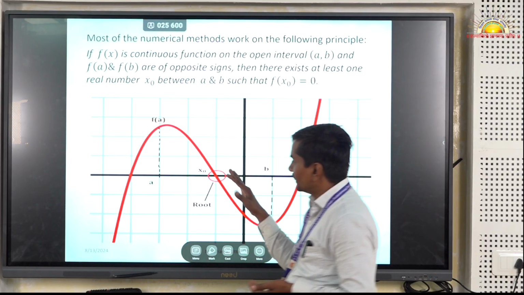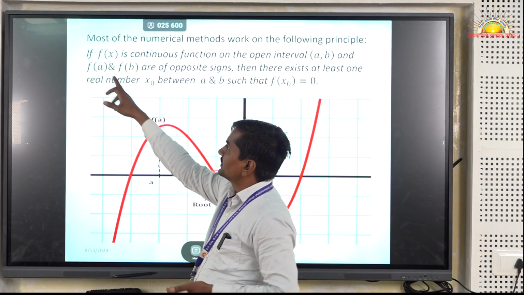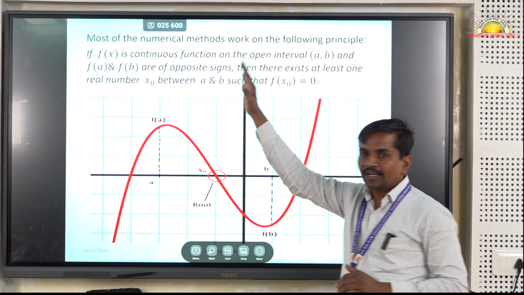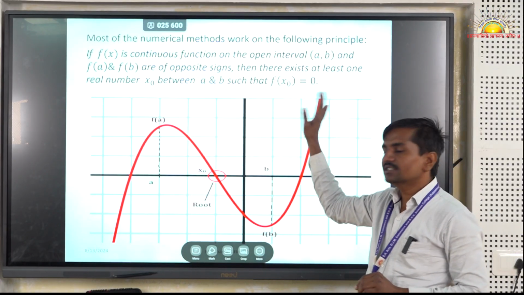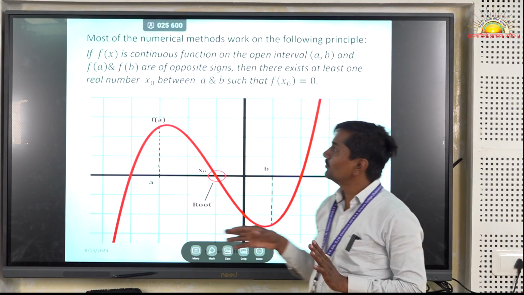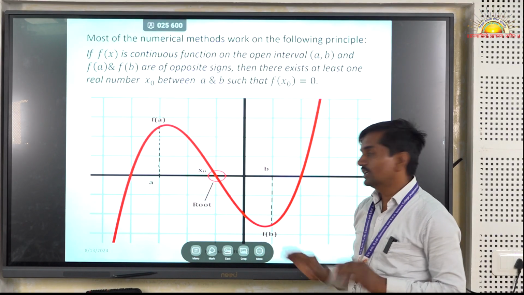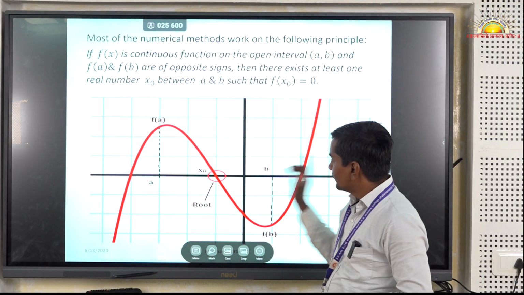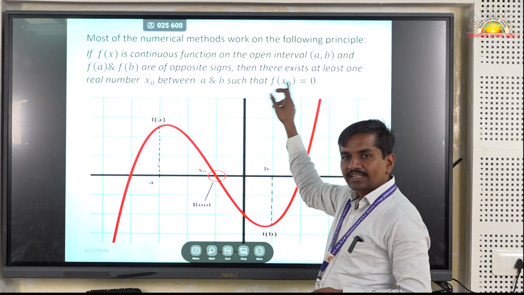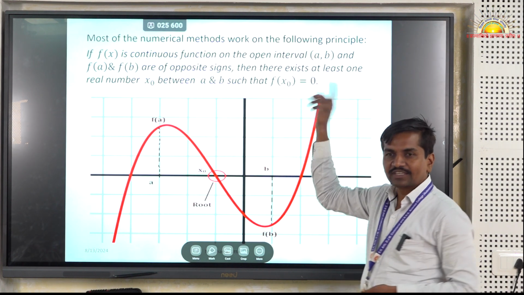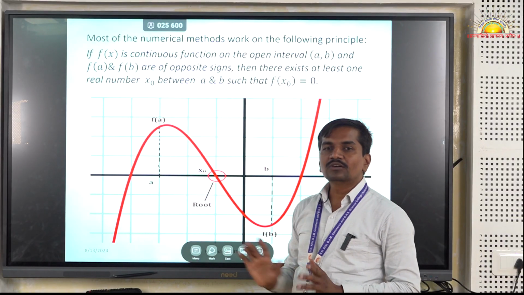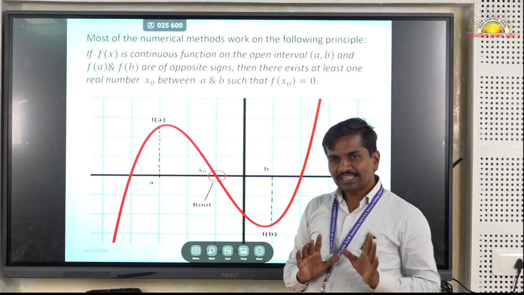That means for a continuous function, if there exist two real numbers a and b for which f of a and f of b are of opposite sign, then there exists at least one point, one number in between a and b, say x naught, which satisfies the equation f of x naught is equal to 0, and that x naught is nothing but the root of the equation. Is that clear?